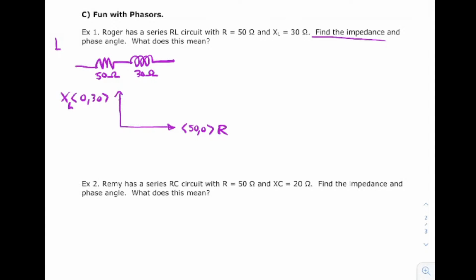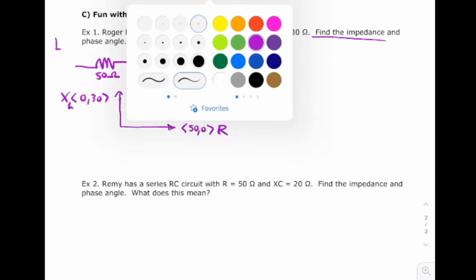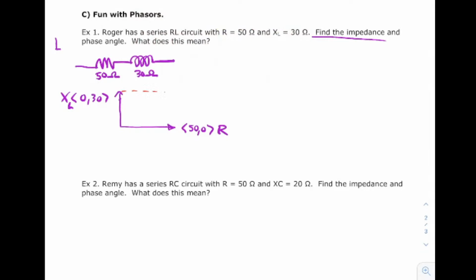When you add those two things together, you're getting the total ohms across the entire circuit. To add them together, you literally add those two vectors. So remember, you add your x components together: 0 plus 50 is 50. Then you add your y components together: 30 plus 0 is 30. In some sense, that is the answer. That's our impedance vector. It has an x component of 50 and a y component of 30.